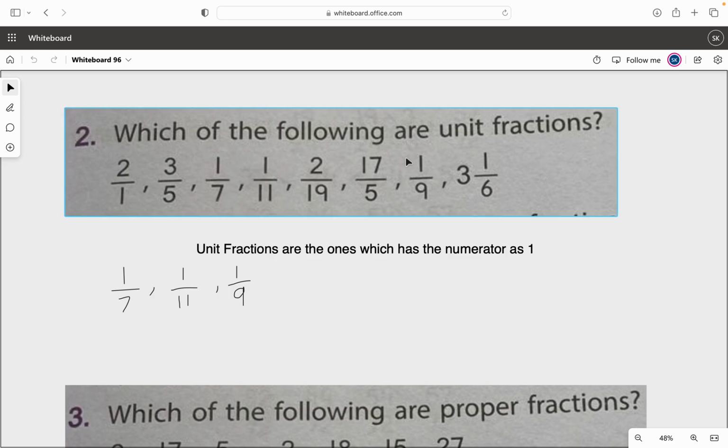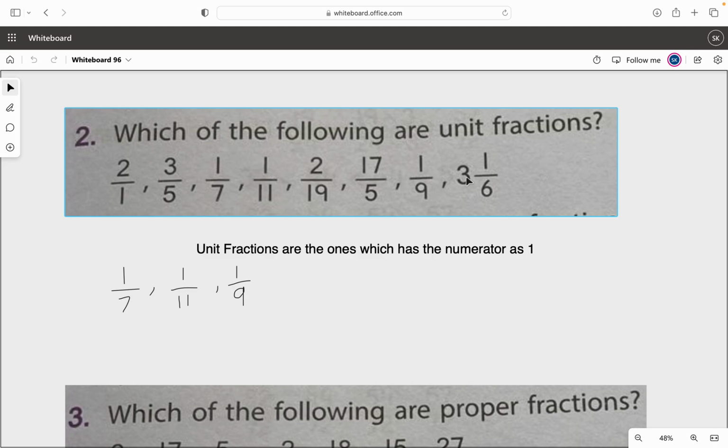Now the next question. Which of the following are unit fractions? The definition of a unit fraction is a fraction in which the numerator, the number on top, is equal to 1, not 2, not 3. Whatever the denominator is doesn't matter, but the numerator should always be equal to 1. So the answer is 1 by 7, 1 by 11, and 1 by 9.